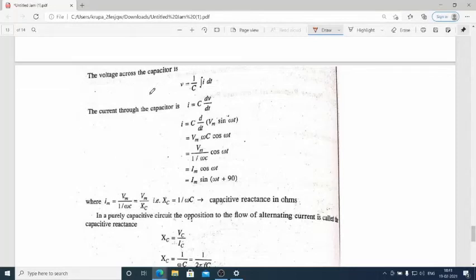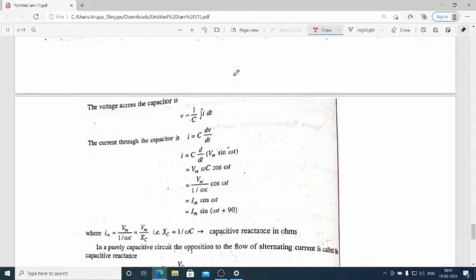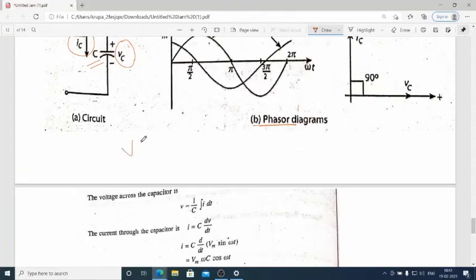Before going to the voltage across the capacitor, let us consider the value of the voltage applied to the capacitor. V is equal to Vm sine omega t. Please remember what is considered a reference, and take care of this for drawing the phasor diagrams. So let the applied voltage across the capacitance be V is equal to Vm sin theta.